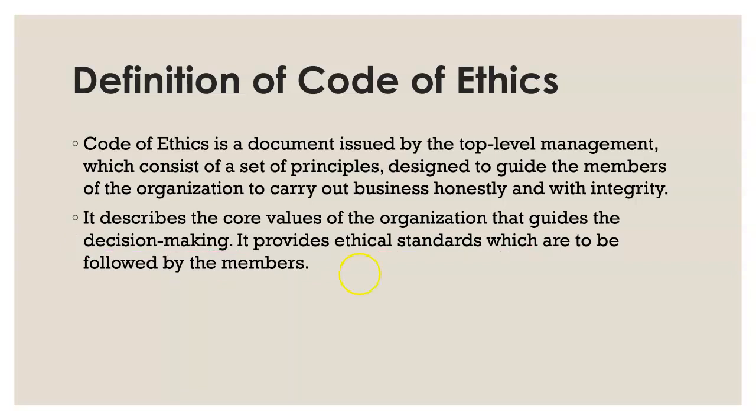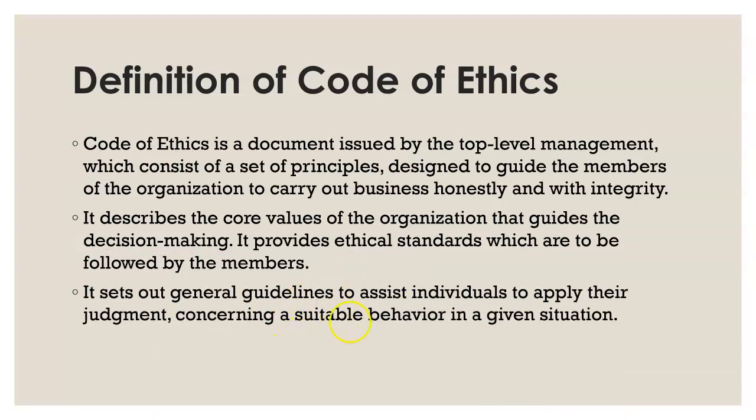Then we have the third important thing in this, that it sets out the general guidelines to assist individuals to apply their judgment concerning suitable values in a given situation. So it is more like a general guideline which applies to everyone working in the organization or in a community. And basically it also tells you what the suitable behavior is in any given situation. Like if you are not feeling good, or if you have a feeling that a behavior is not suitable, or whether you have to behave in that way or not, and whether that is the appropriate behavior or not, that comes from this particular document.